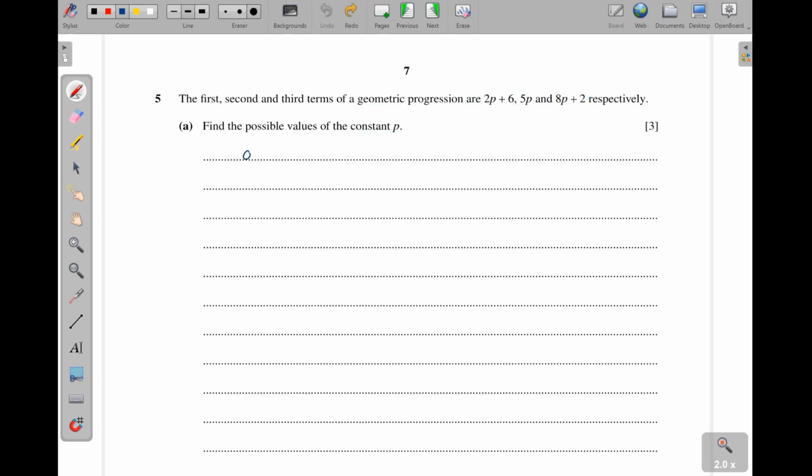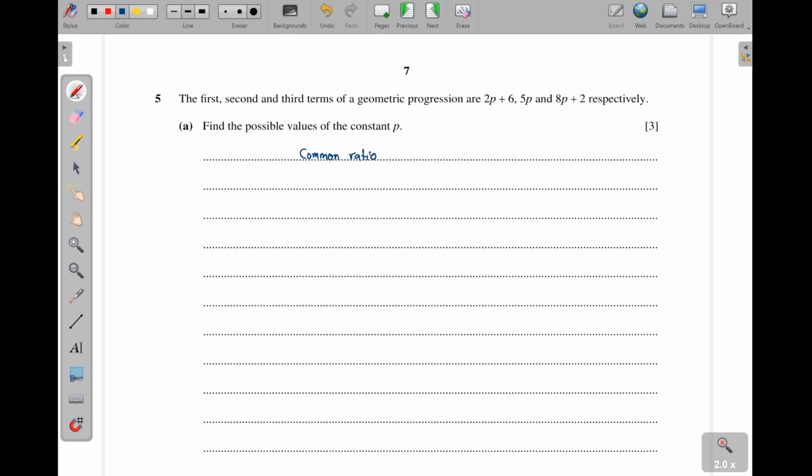Now, we know that the first term is given by a, the second term is ar, the third term is ar squared. If I get the second term and divide by the first term, you can see that a disappears, then we get r. Similarly, if you get ar squared and divide by ar, you still remain with r. So to get the common ratio, you get the succeeding term and divide by the preceding term.